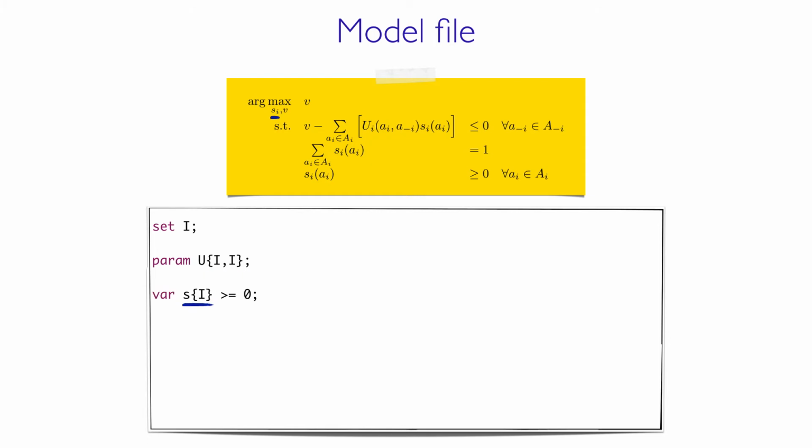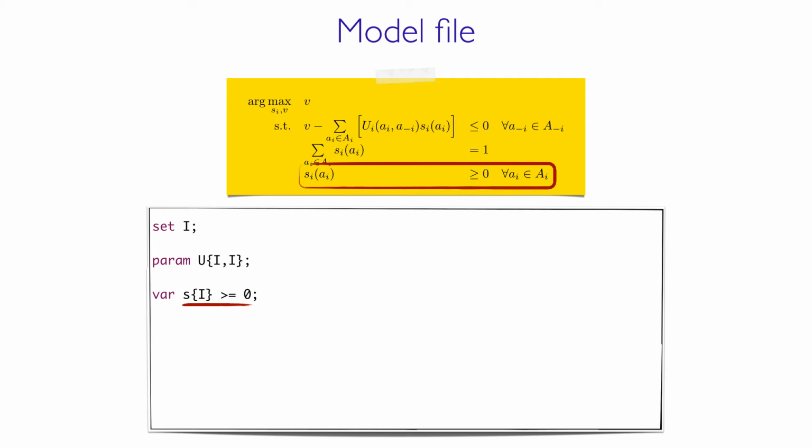Then we need to define variables. There are variables Si representing the strategy of player I, which we call S. The strategy is a vector indexed by the actions of player I, thus it takes only one set of indices within curly braces.